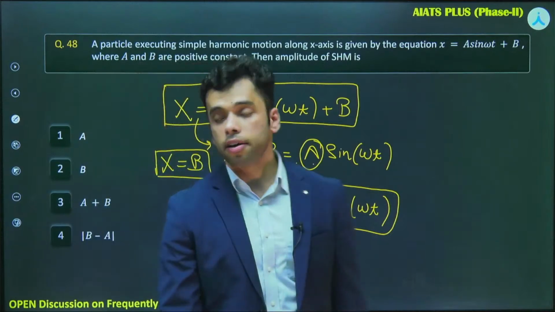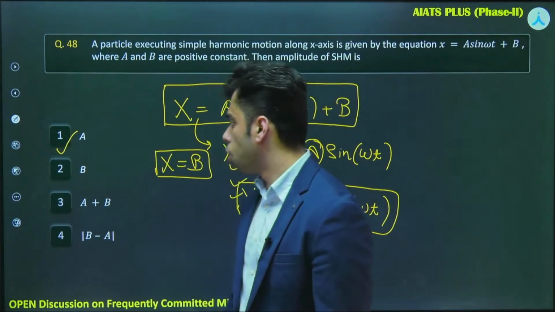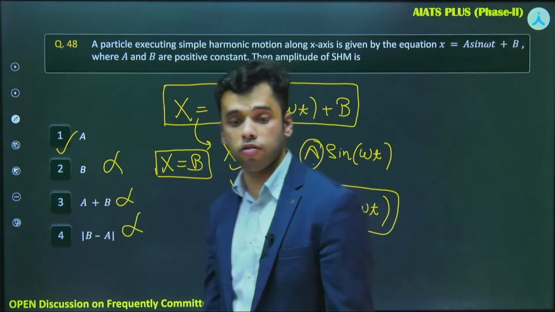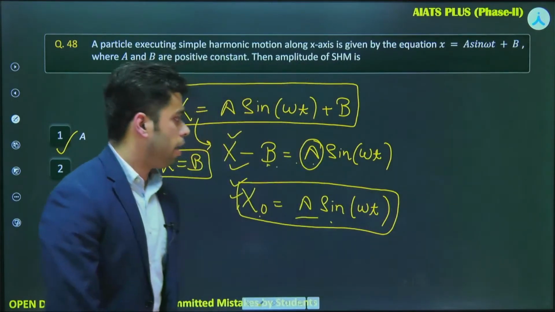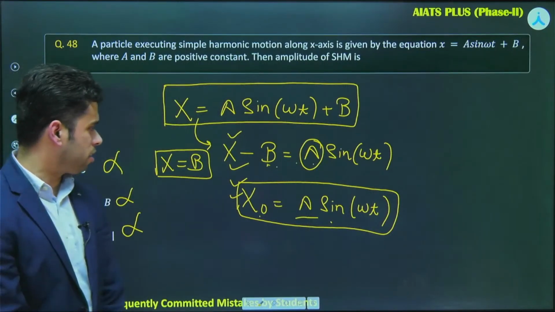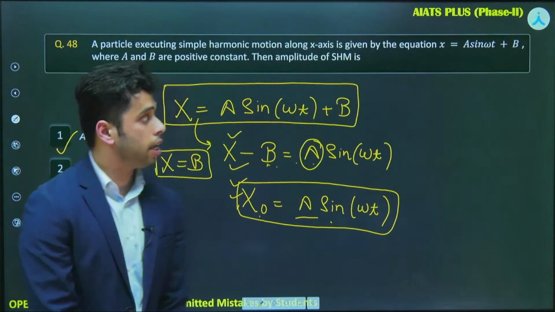The correct answer is option A, that is a. Not b, not a plus b, not b minus a, not mod of b minus a. I hope this part is clear to you. Clash of Clans, b is not the amplitude; b is the mean position. Amplitude will remain a.